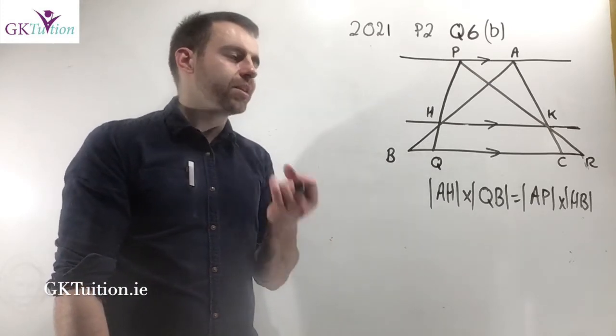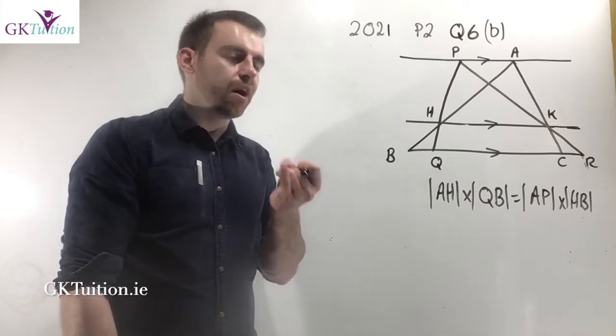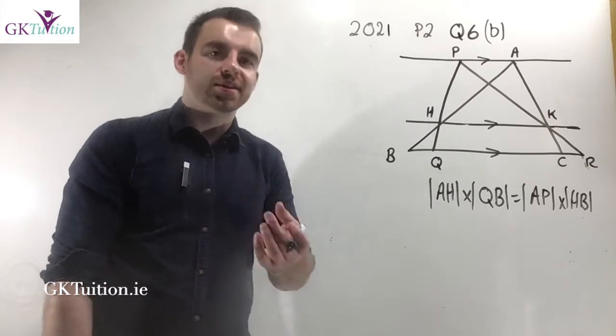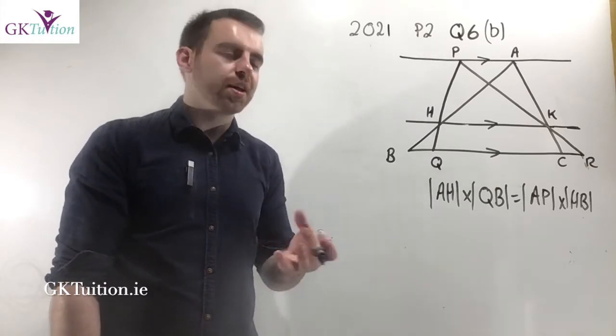Remember, in a diagram like this, there's bound to be vertically opposite, corresponding and alternate angles. That should be on your mind. In part A, we looked at similar triangles, so you should be thinking in that regard as well.